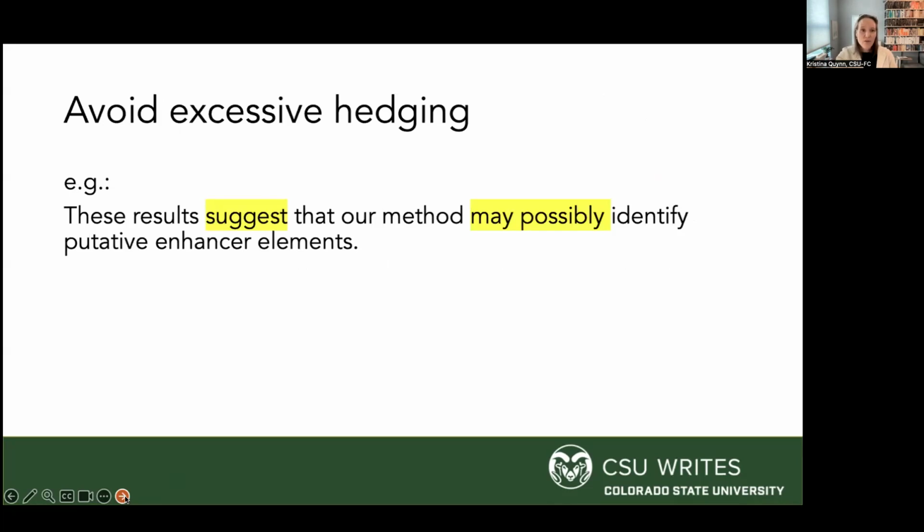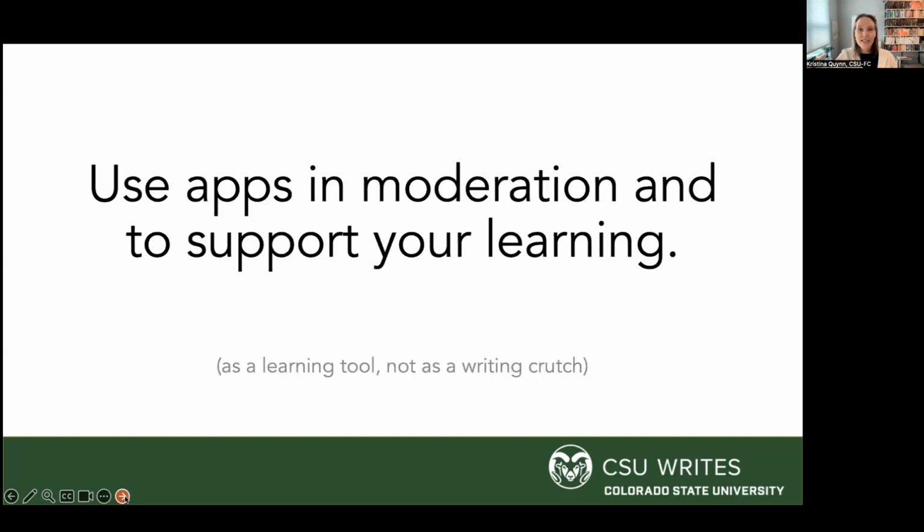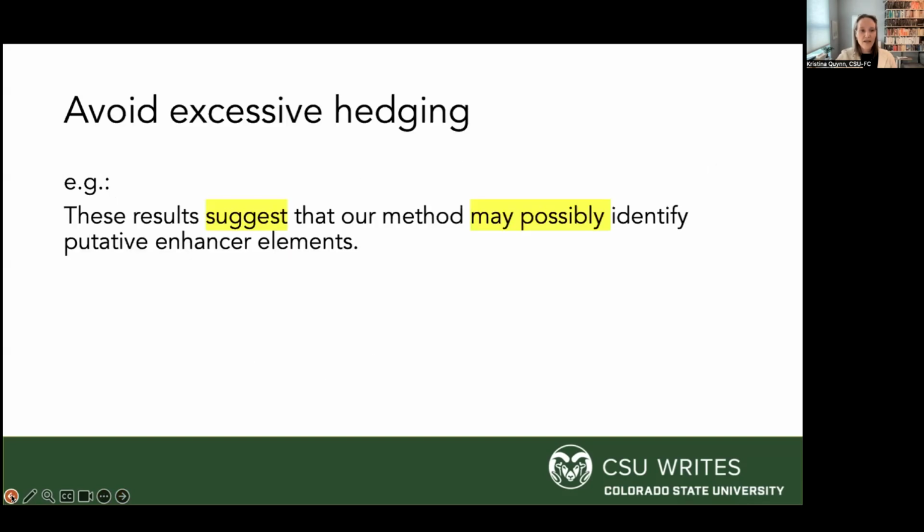Hedging, this is where we want to say these results suggest that something may possibly, right? We're a little uncertain, and it's harder to read. I thought I had an example of this one. But you could just say our results note that our method identifies putative enhancer elements to whatever extent, right? Maybe there's a percentage of accuracy that you can give.